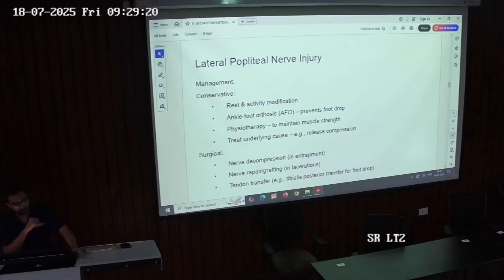Then physiotherapy, and treat the underlying cause if there is any. Surgical intervention: nerve decompression, nerve repair and grafting, tendon transfer, where the tibialis posterior transfer for the foot drop is done.